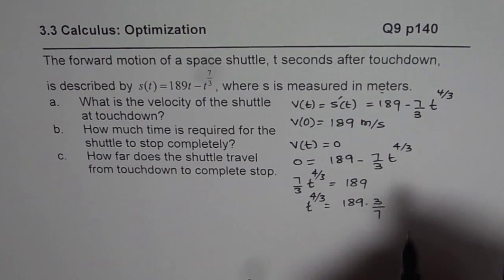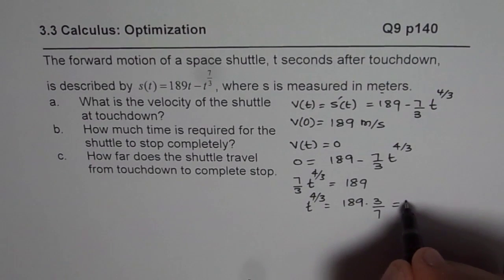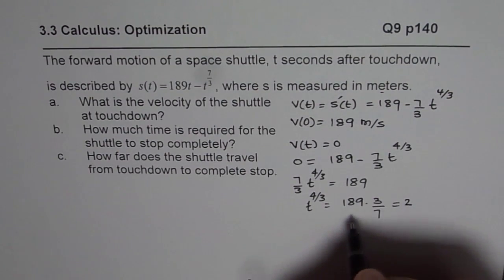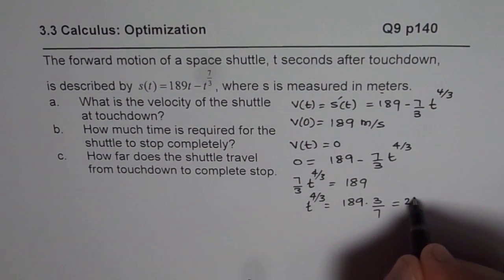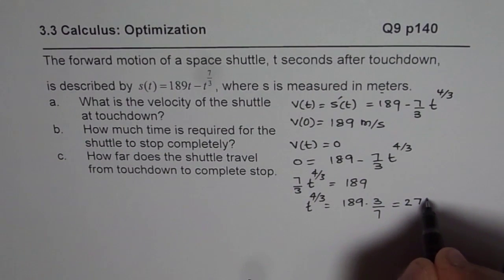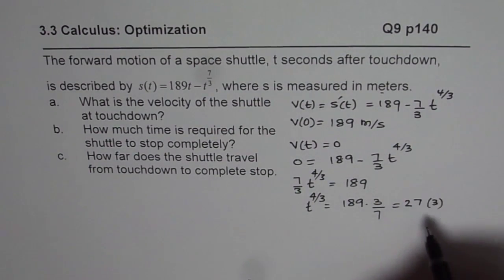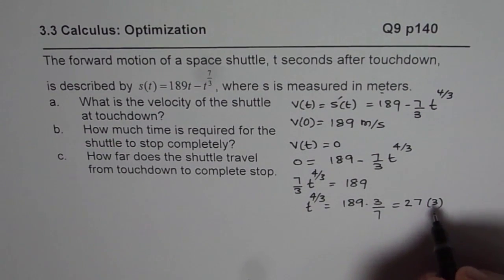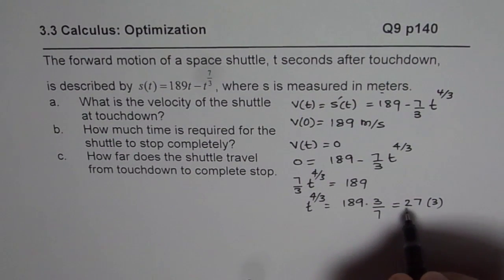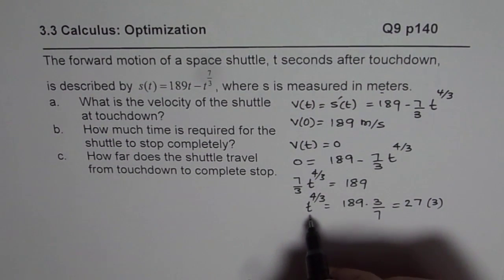Now when you divide 189 by 7, 7 times 2 is 14 and 49 is 7 times 7. So what you get is 27 times 3. This is what you get, right? So 27 times 3 is actually 3 to the power of 4. Do you get the point? So that helps you to find t itself.